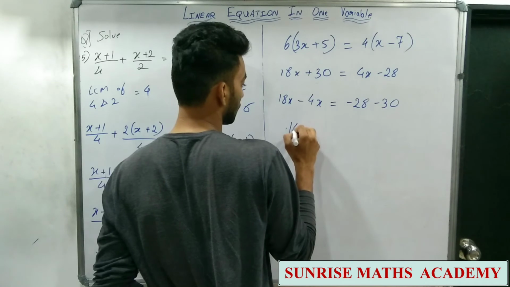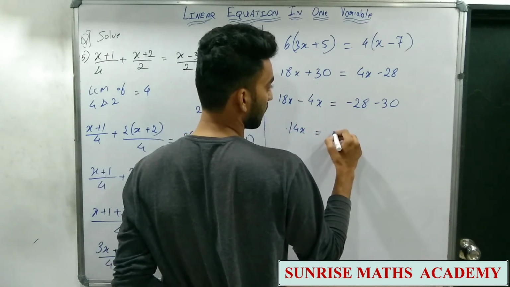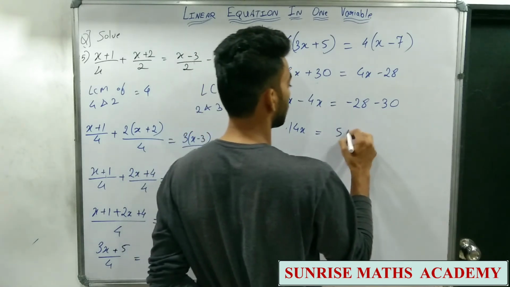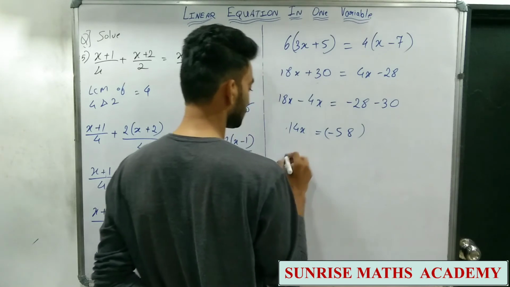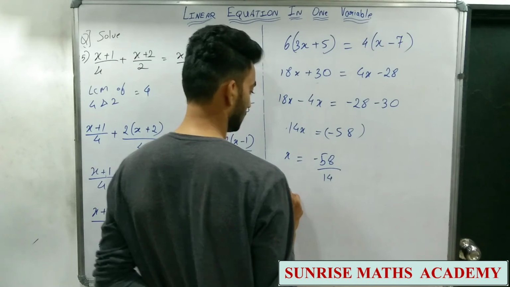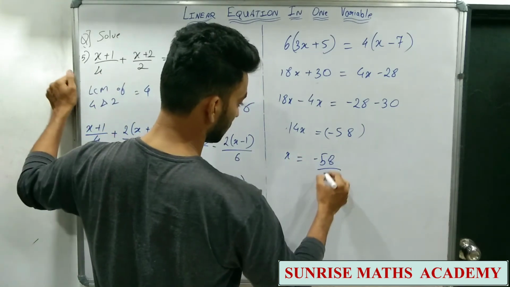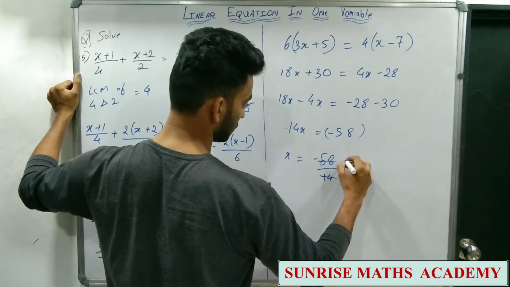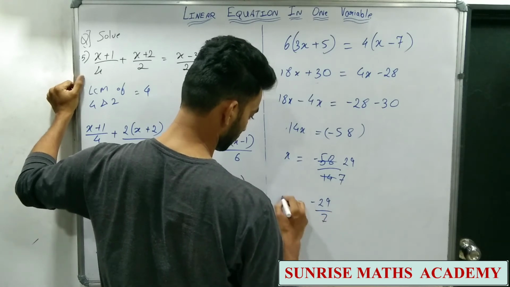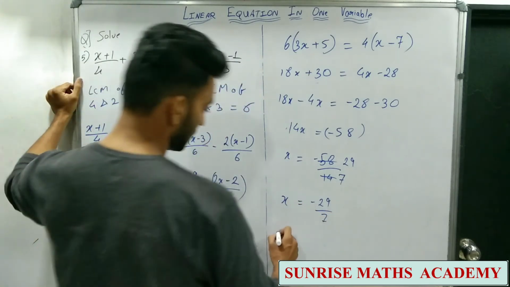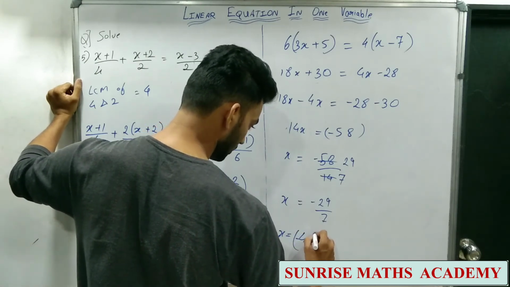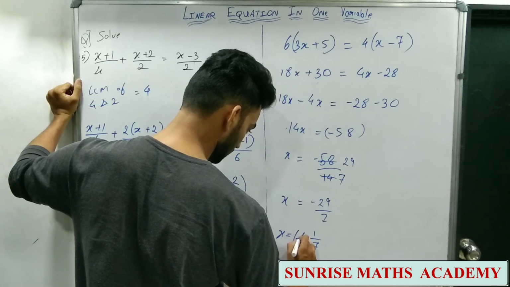18x minus 4x is 14x equals to, this is minus 28 minus 30, minus minus, we add, 28 plus 30 is 58 and negative. x equals to minus 58 upon 14. We can reduce it here. 7s and 2, 29, so it is minus 29 upon 7. This we can write as a mixed number, minus 4 integer 1 upon 7.